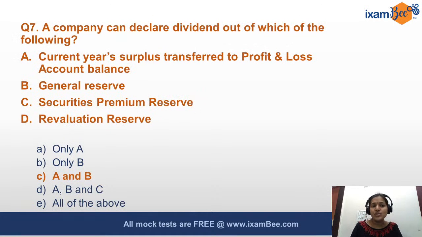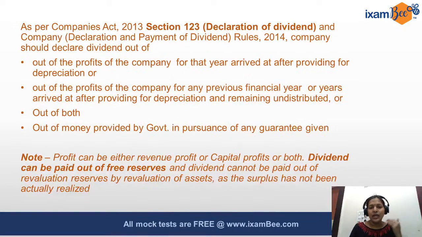A company can use the current year surplus or the general reserve for declaration of dividend. They cannot use balances from the securities premium or from the revaluation reserve. Basically, what the guideline says is you can use your free reserves, but not your reserves which are not realized. So revaluation reserve is a reserve where the profit has not actually been realized, right? And securities premium had limited usages, which we had already discussed in a previous question.